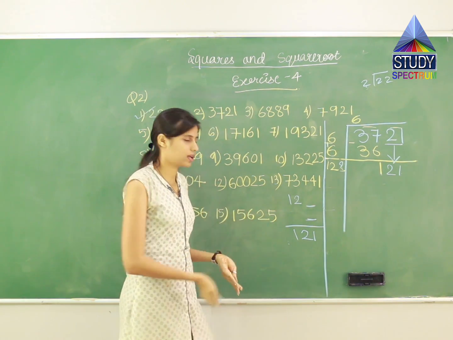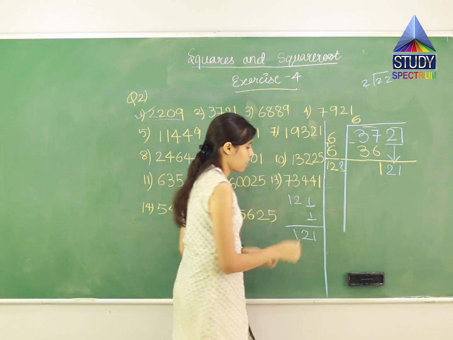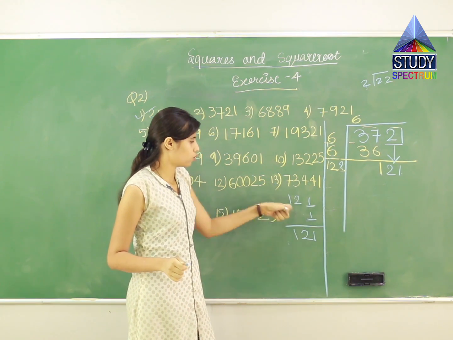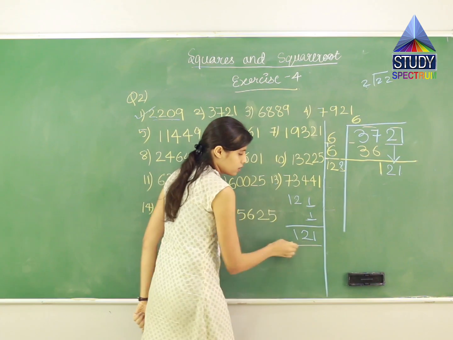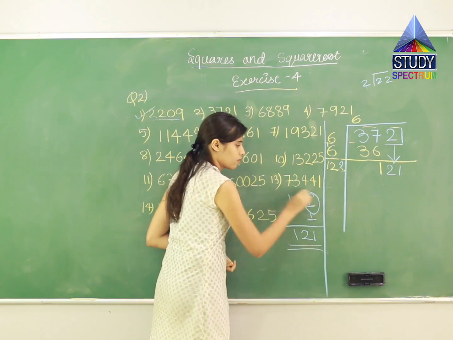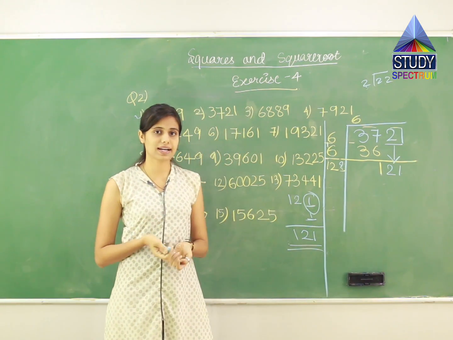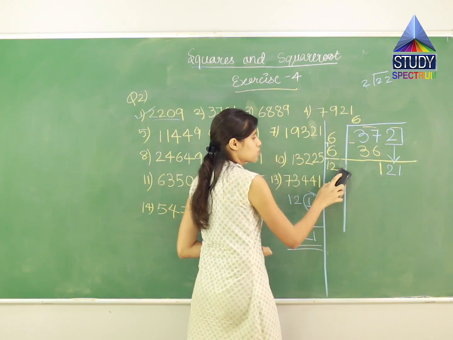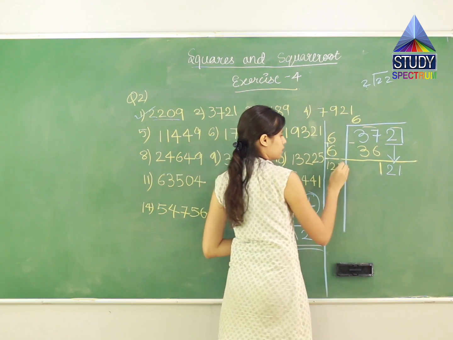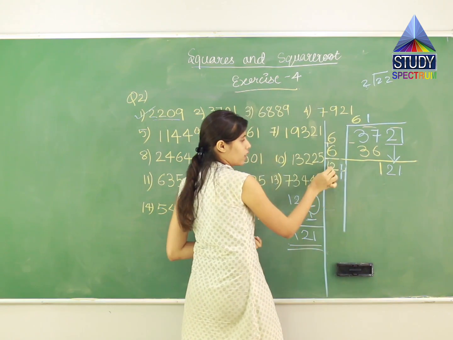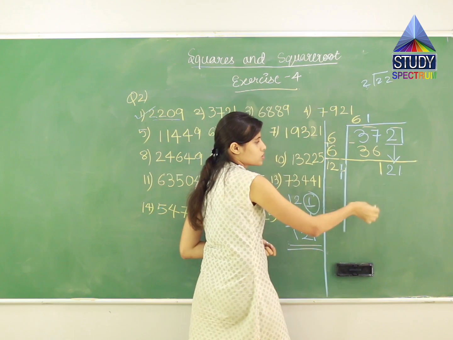Now I will try with 1. So 1, 1. 1 ones are 1. 1 twos are 2. 2 1 ones are 1. So 121. So what is the number we have found? It is 1. So how many times will we write this 1? We will write 3 times. So I will replace this question mark with 1. 1, 1 and 1. Now tell me, 121 ones are how much?